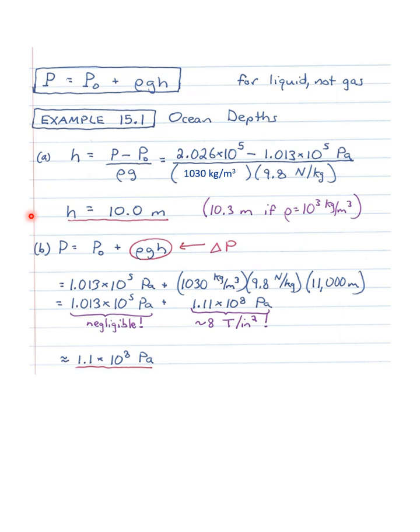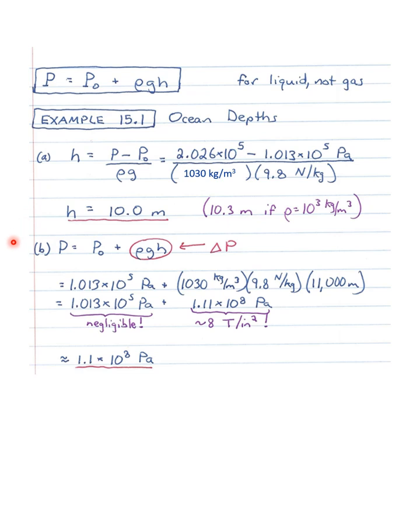By the way, if it were fresh water, the density is a little lower. There's not as much pressure, there's not as much pushing down on you, and so you can actually go a little deeper, not much, 30 centimeters more, so it's 10.3 meters to get at twice atmospheric pressure.